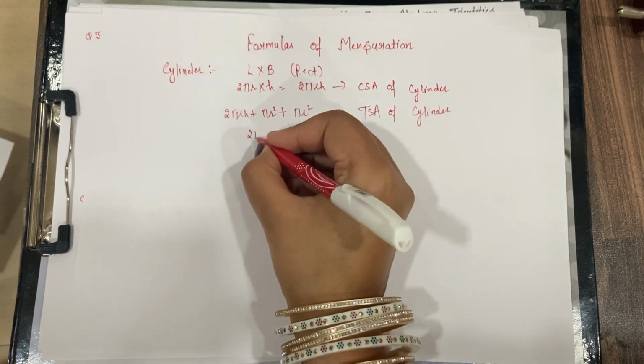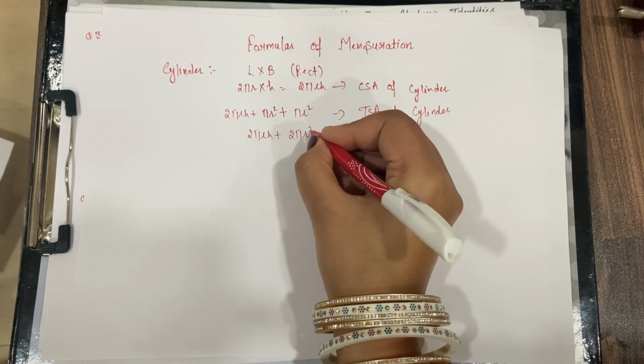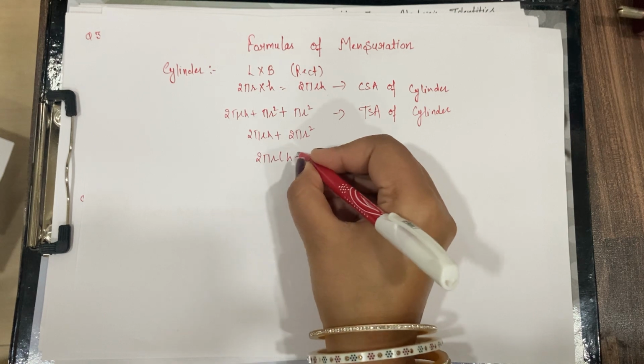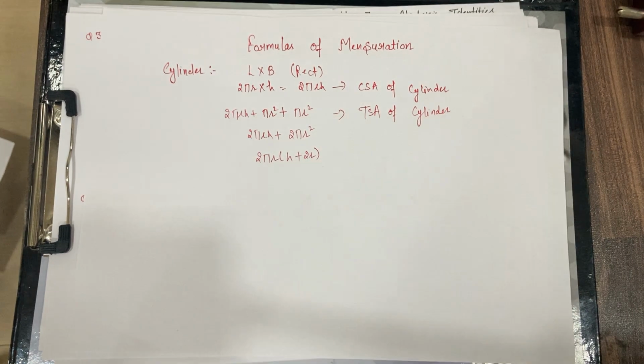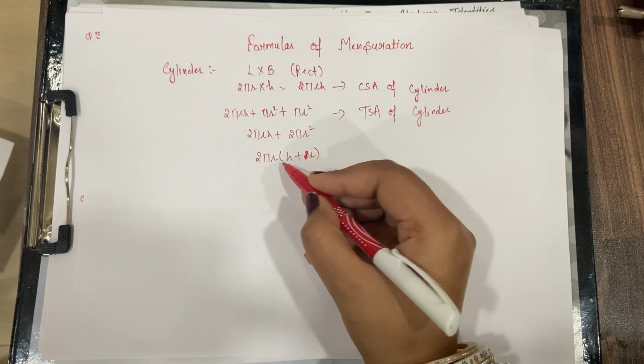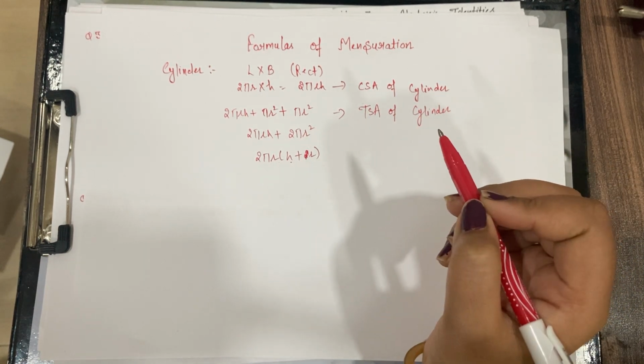So 2 pi r h plus 2 pi r square, which is 2 pi r times h plus r. Sorry, it is h plus r. 2 pi r times h plus r. ठीक है? This is TSA of cylinder.